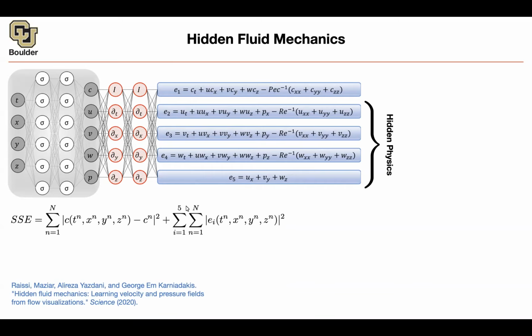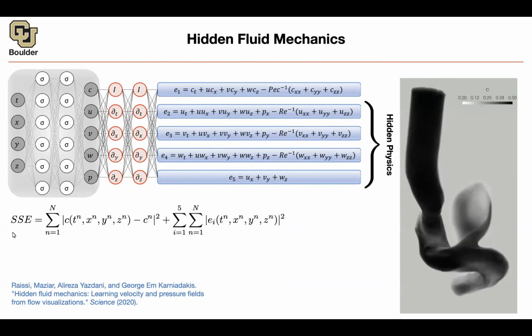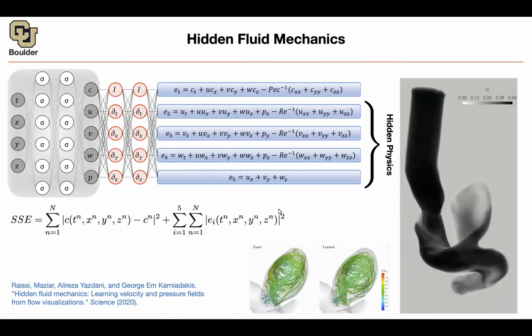So it means that you can have infinitely many points here, as much as you want, because you don't need to pay the labeling cost. Once this minimization is done, you're going to end up with your flow.